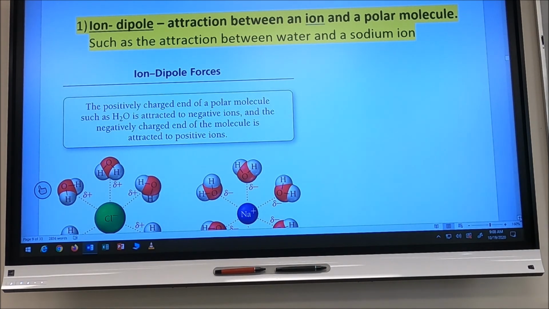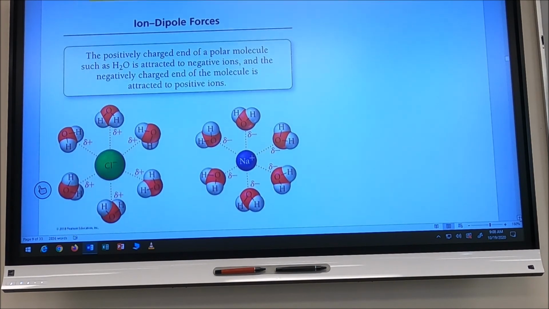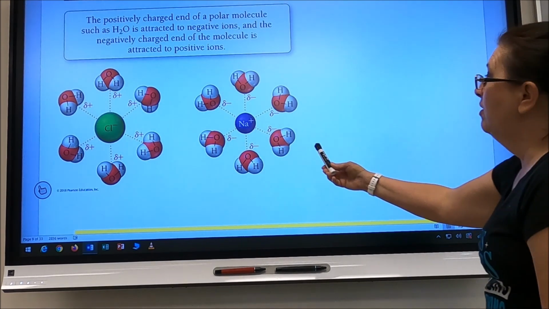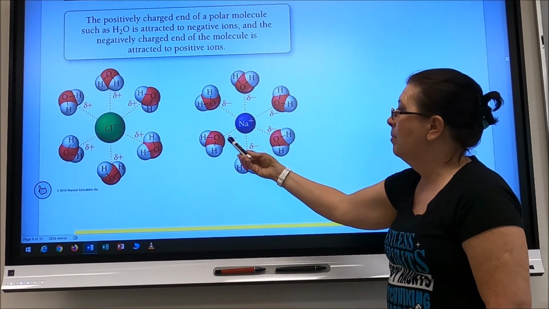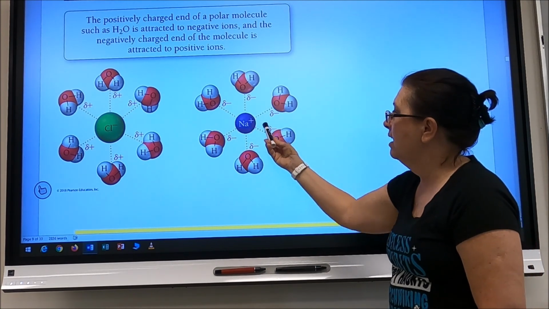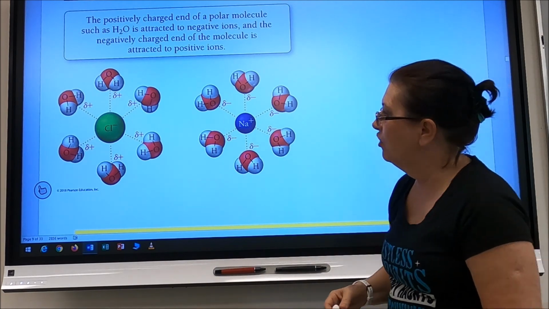Okay? Now, the positively charged end of the polar water molecule is attracted to a negative ion, and the negatively charged end of the water molecule is going to be attracted to a positive ion. So notice the sodium here is surrounded by 6 waters with the oxygens pointing in. We've got the ion dipole interaction.